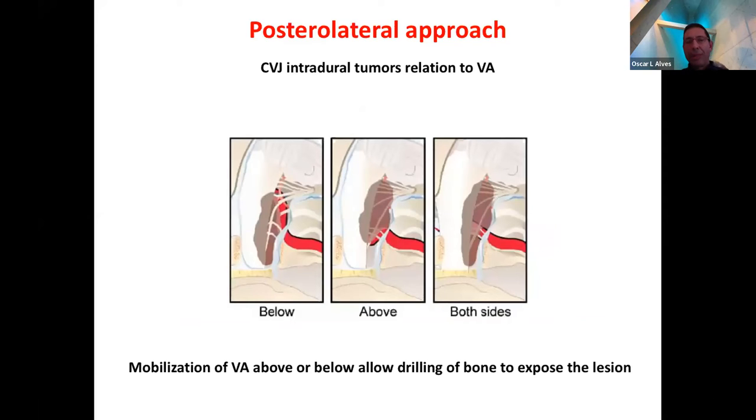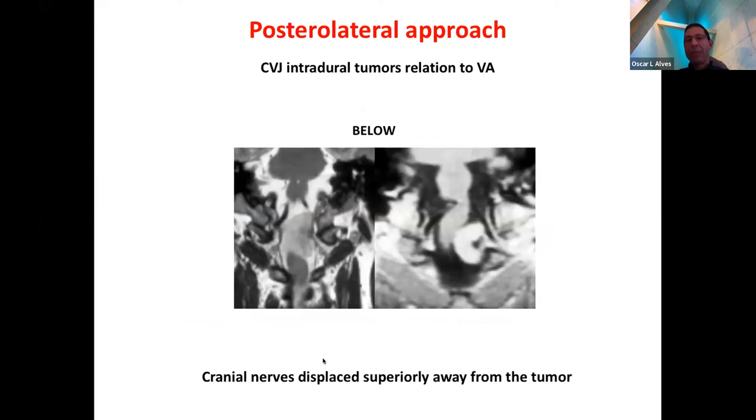Another very important concept is the relation of the tumor to the vertebral artery. This is something you have to understand from your preoperative scan. Is the tumor below? Is it above? Is it above and below? If you have a tumor that is all below the vertebral artery, you can be sure that the cranial nerves are displaced superiorly, away from the tumor.